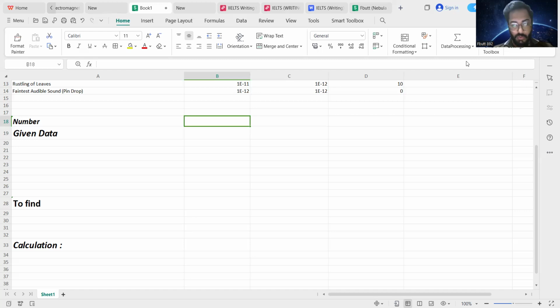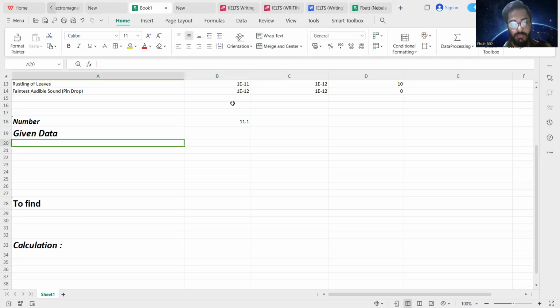Now we're going to start with the numerical 11.1. You can see the Excel sheet in front of you, and the numerical number is 11.1. First of all, I'm going to insert the given data from 11.1. I'm going to read the statement of the numerical.